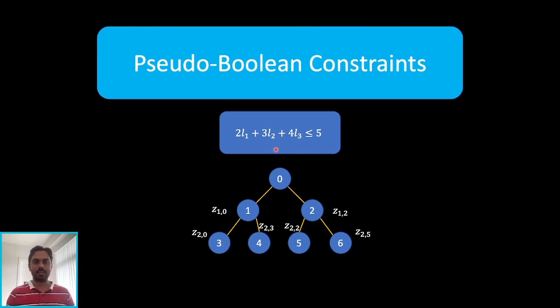Notice that in this case, if I had this coefficient 2 instead of 3, we'd have only 3 possibilities. The sum could be 0, 2 and 5.